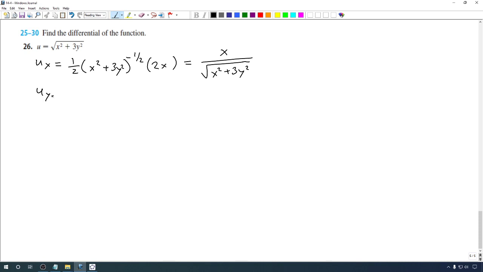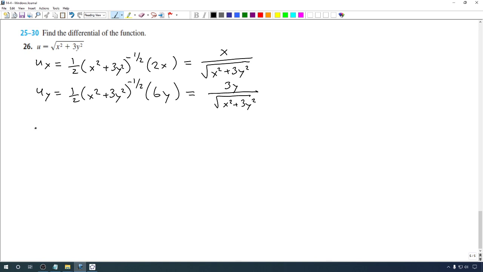We do the same thing for y. In fact, the beginning is exactly the same because we hadn't worked with the inside function yet. But now the derivative of the inside function, the x squared goes away. The 3y squared becomes a 6y. We go ahead and simplify that just like we did before. This time we get a 3y on the top, and we still have the square root on the bottom.